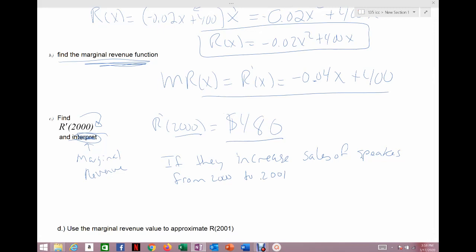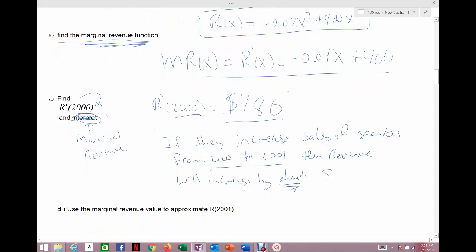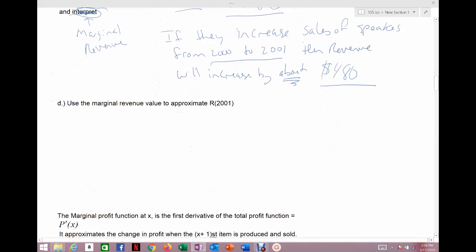That additional one, that specific one, then revenue will increase by about, approximately, again, there should be some word to indicate that it's an approximation, by about $480. Alright, so again, that's how much that one speaker is going to add to their revenue. Alright, so when they produce 2001, that specific one, they'll get about $480 more in revenue, it's approximate.